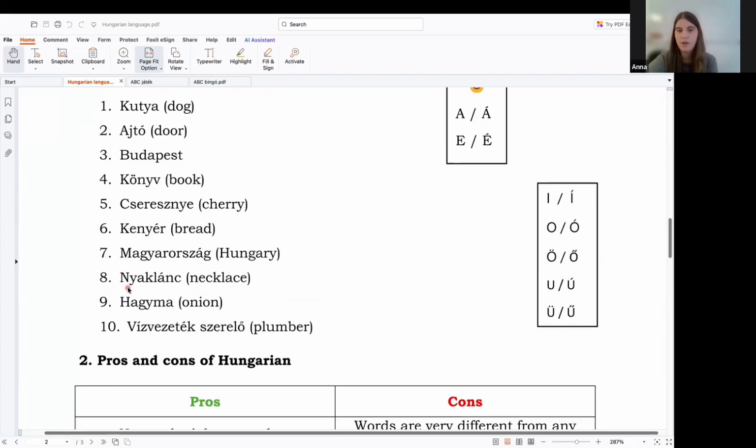All right. Ny, a, k, l, á, c. Nyaklánc. Okay, I know it's tempting to read it as maybe nyaklán or something like that, but remember, C is not a K in Hungarian, it's always a T. Nyaklánc. Good, let's take a look at nine.